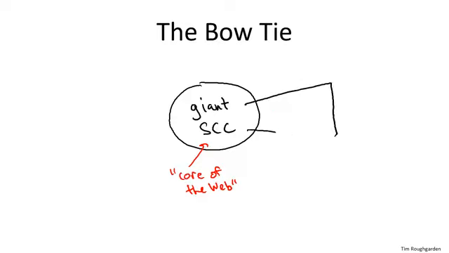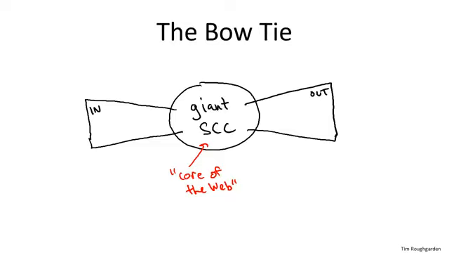Well, there's the other two ends of the bow tie, which are called the in and the out regions. In the out region, you have a bunch of strongly connected components, not giant SCCs. We've established there shouldn't be any other giant SCCs, but small SCCs, which you can reach from the giant strongly connected component, but from which you cannot go back to the giant strongly connected component.